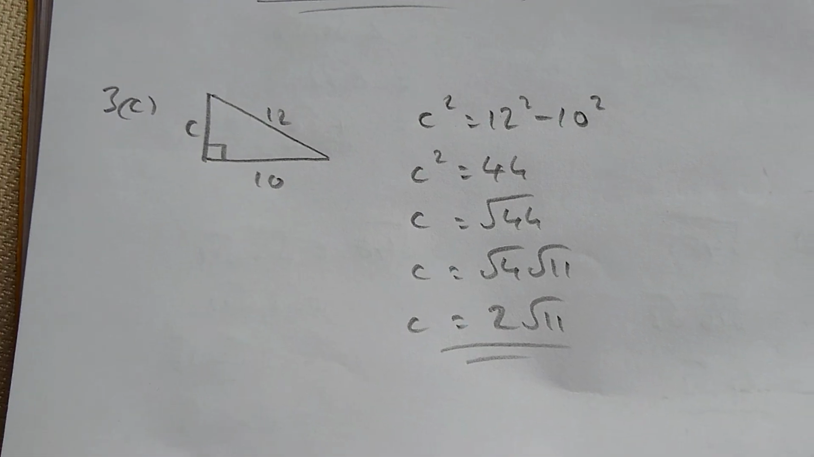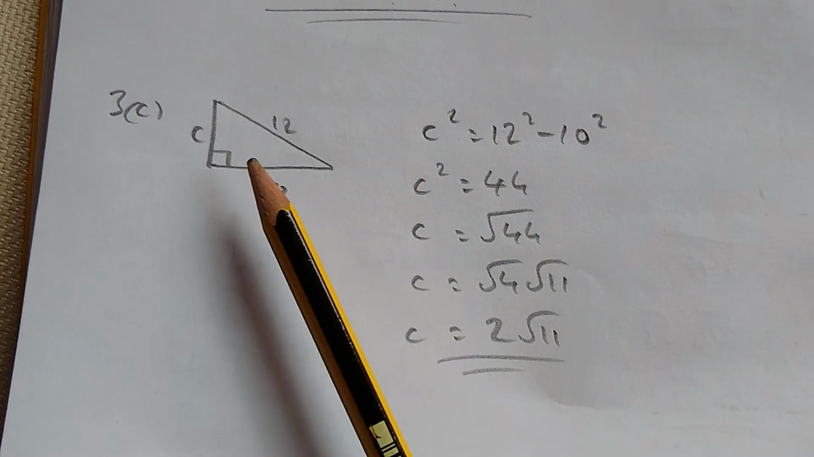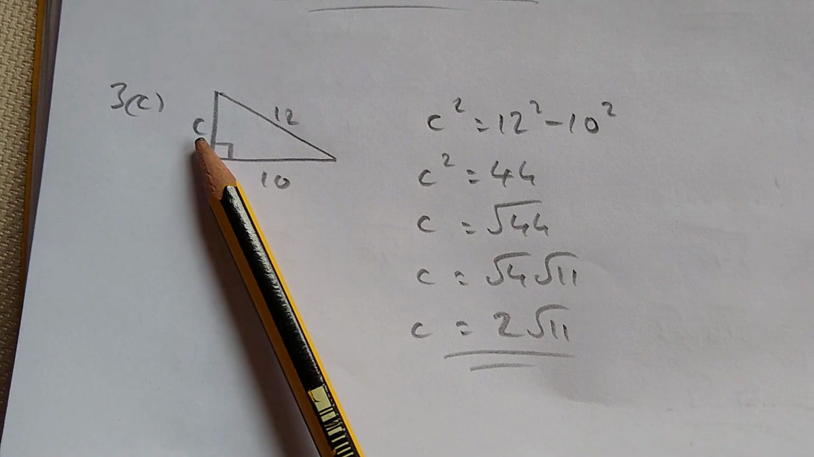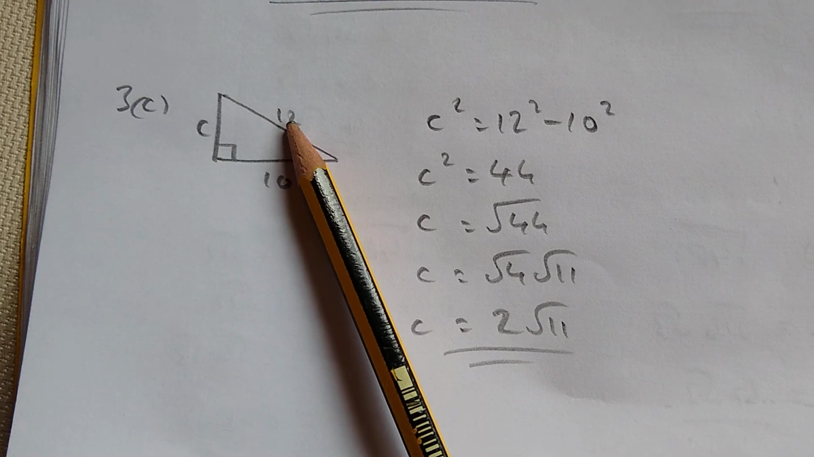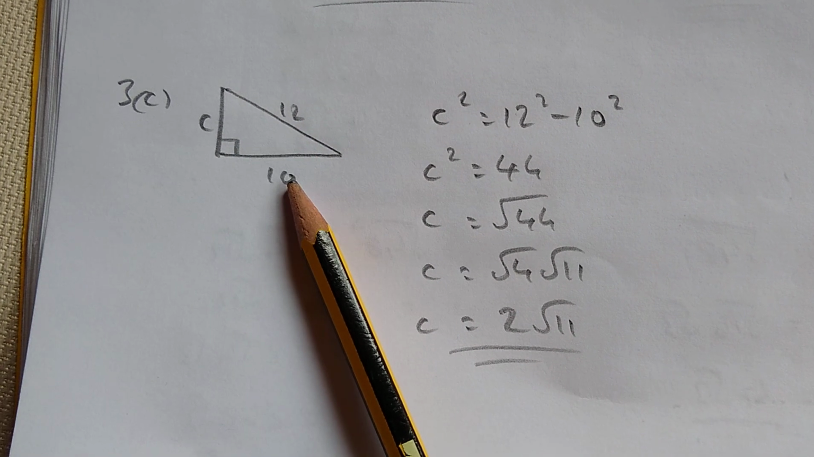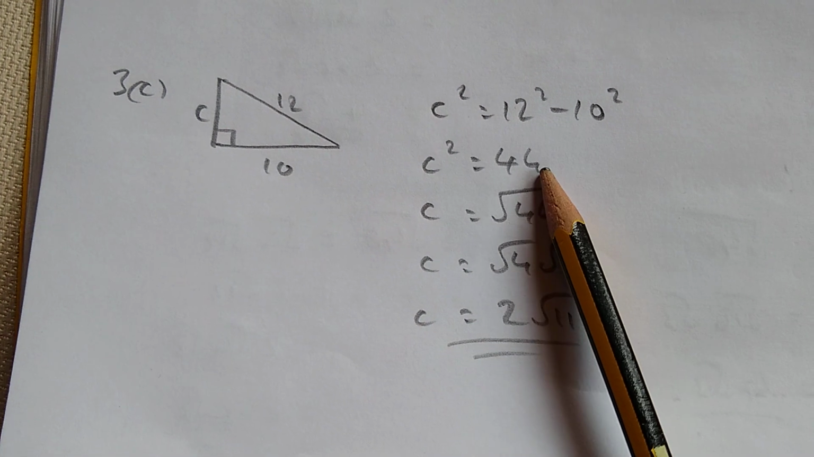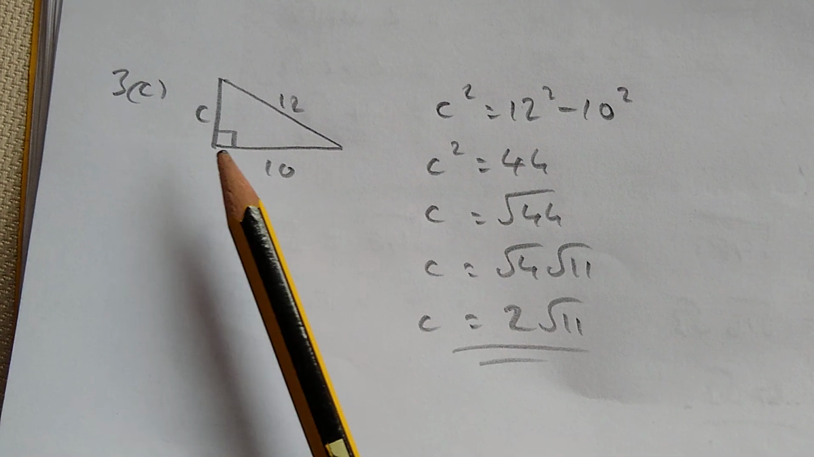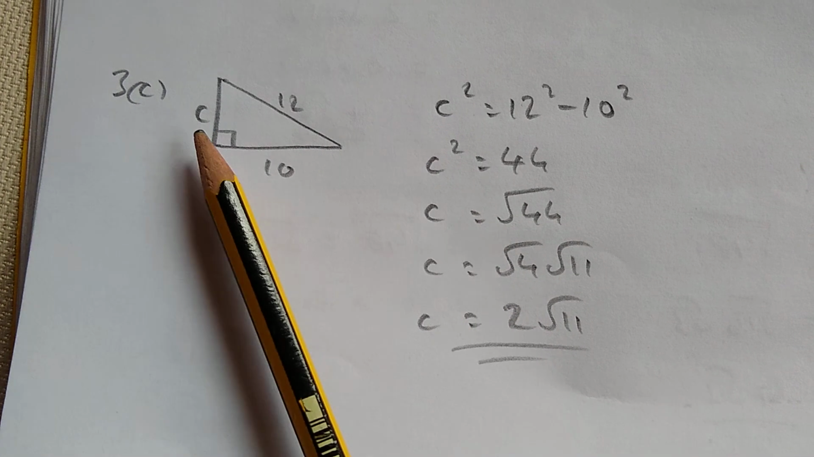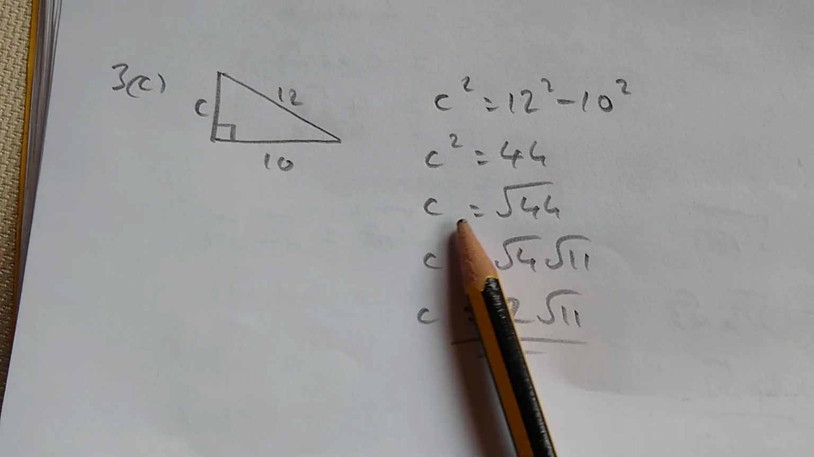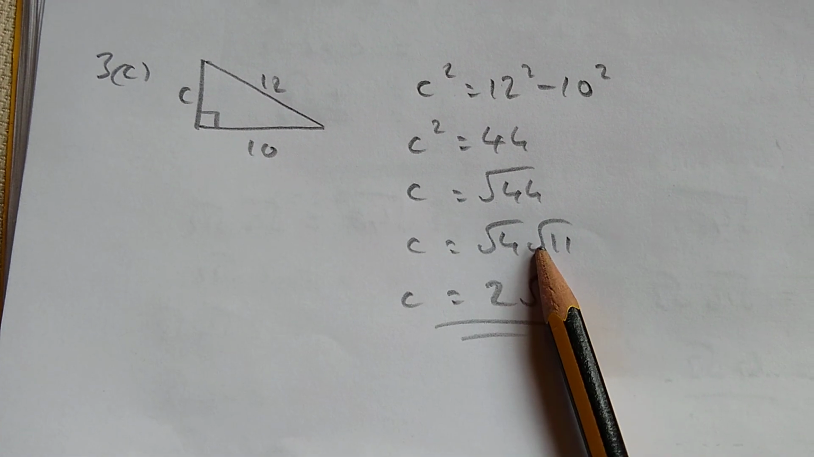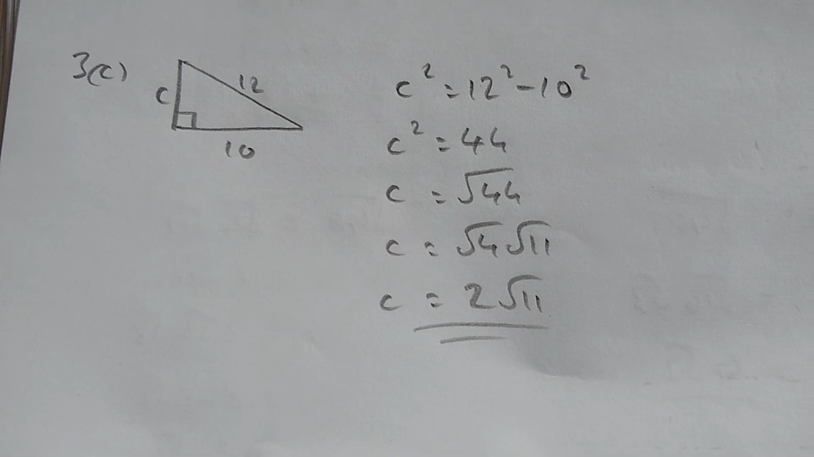3C, a little bit of Pythagoras. So to find the shorter side, we do the hypotenuse squared minus the other shorter side squared. So it'll be 12 squared minus 10 squared, which is 44. So remember that's c squared, so we need to square root 44, which will be root 4 root 11, which is 2 root 11.